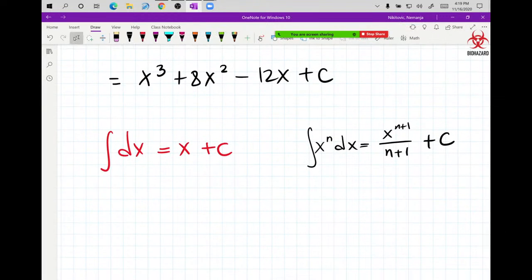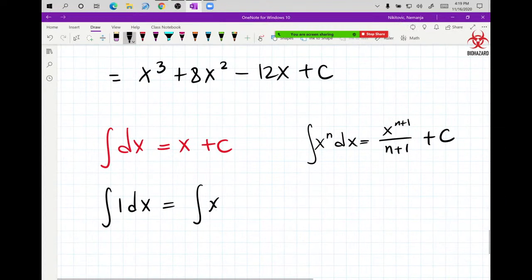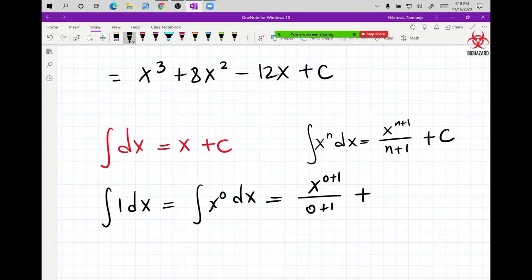But now you'll say, no, I don't see any x's in here. But see, there is number 1. So you can write this as 1 dx, and then number 1 you can write as x to the 0 dx. And now when you unleash this formula, it's x to the 0 plus 1 over 0 plus 1 plus C. And that's clearly x plus C. So even though you don't see it, the number 1 is there, and because 1 can be written as x to the 0, you can go through these calculations and come up with this formula up there.